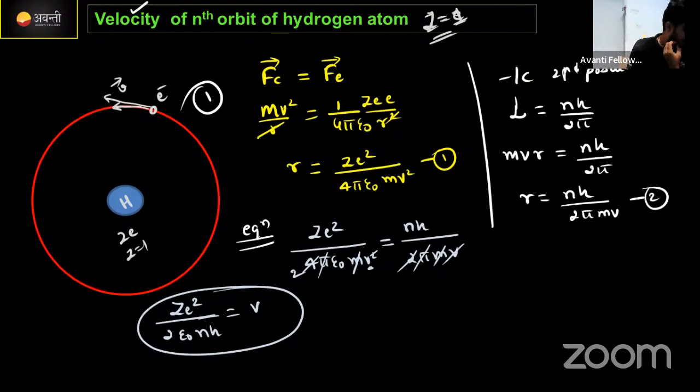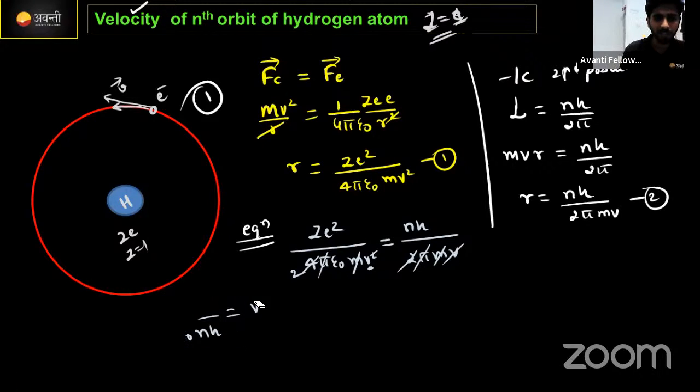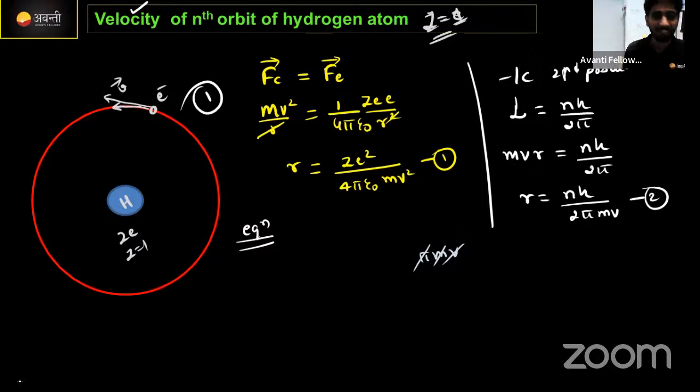Cross check once. I have another answer here. Where did I make a mistake? Here's the square root by mv square, okay? Nh divided by 2 pi mv. Okay, it's right. Just I will do once again. Here another equation is there. That's why we'll do. Okay, clarification के लिए. Okay, just for the clarification purpose.